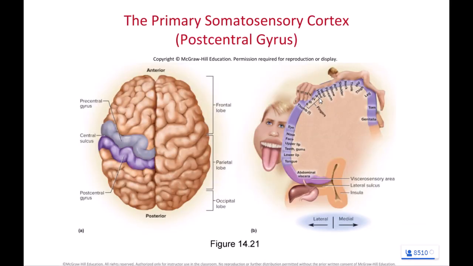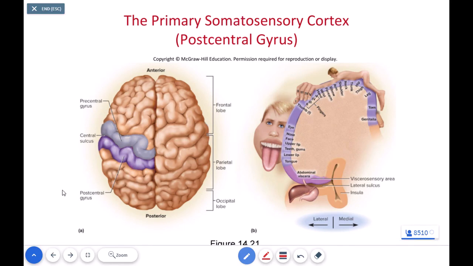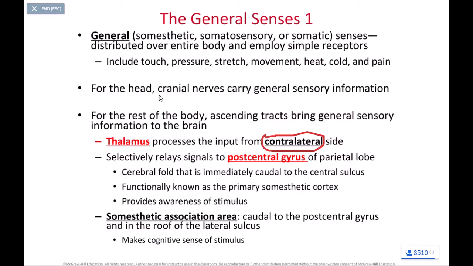So let's look at this map for a second here. We'll go back to the previous slide. Here's our central sulcus. Posterior to the central sulcus in dark purple is the post-central gyrus. That post-central gyrus is where we have our primary somatosensory cortex. This is the primary part of the brain to process general sensation. As we look at this gyrus, it's going to be located on the parietal lobe. It's the first gyri, or most anterior gyri of the parietal lobe.